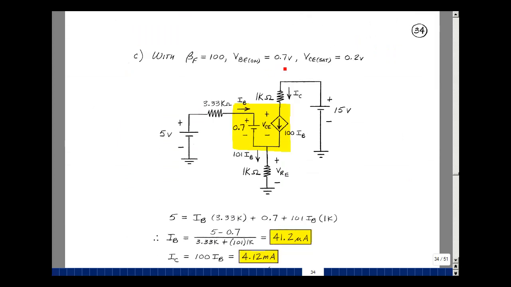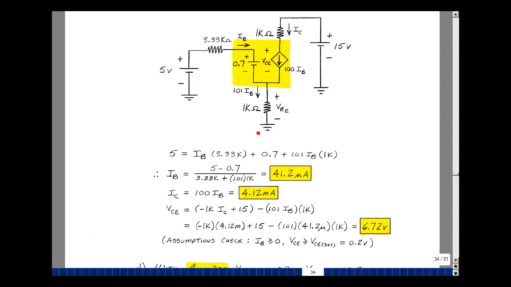Let's assume that VB on is 0.7 and VCE sat is equal to 0.2, and given beta F is 100, let's put in our active region model between the base and the emitter, VB on at 0.7, between the collector and the emitter, a current-controlled current source of beta F IB. Here's I sub B, here's I sub C, which is 100 I sub B. This is 101 I sub B. We pretty much have the same analysis we had in our earlier example. If we go around this loop, we have an equation only in I sub B. 5 volts is equal to I sub B times 3.33K plus 0.7 plus 101 IB times 1K. We can then solve for I sub B. In this case, it's 41.2 microamps. I sub C is 100 times bigger, or 4.12 milliamps.